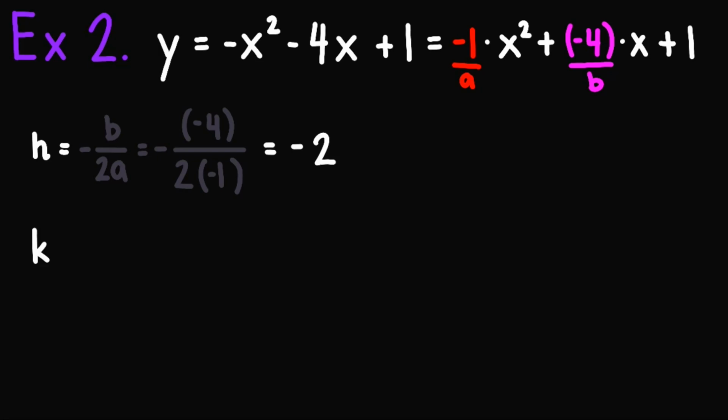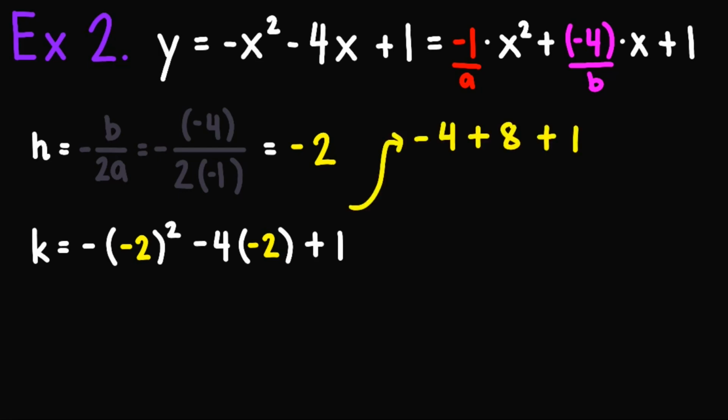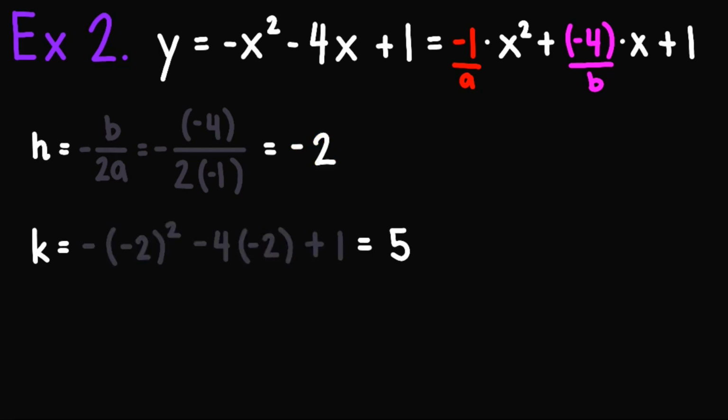To obtain k, we use the value of h, which is negative 2, plug it into our equation, and we'll have negative times negative 2 squared minus 4 times negative 2 plus 1. This is equal to negative 4 plus 8 plus 1, or when simplified is 5. So we have 5. This is the value of our k.